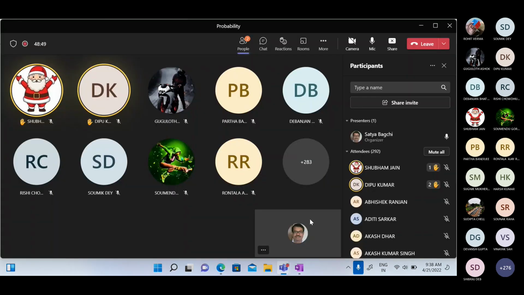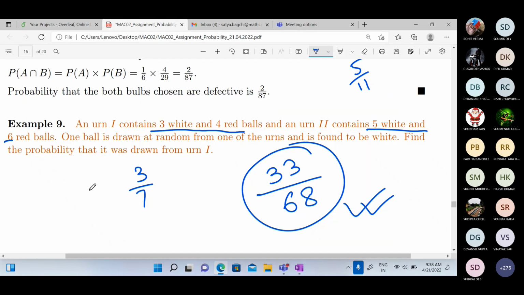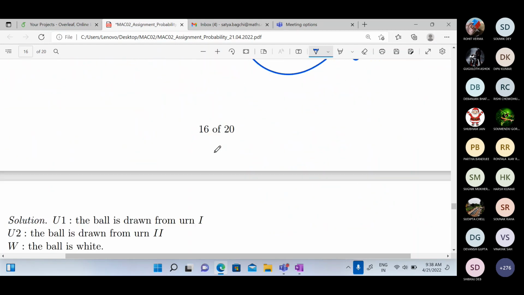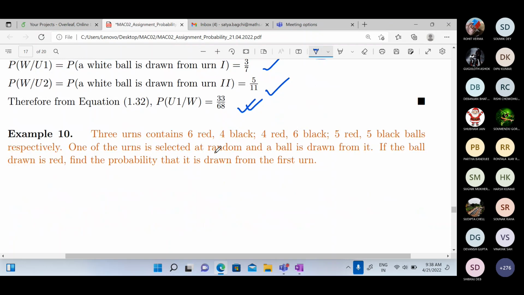No, sir. Okay, good. No, it's fine. Okay, thank you. Similar question. I'm just changing it, almost a similar question. I will try it myself. This is number 10. Please do it yourself. Try yourself.